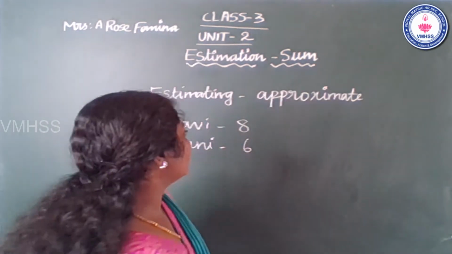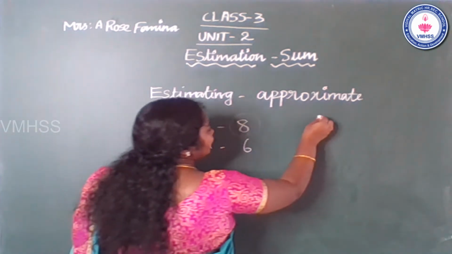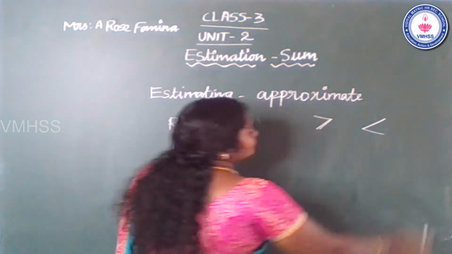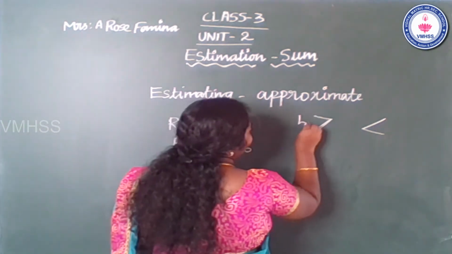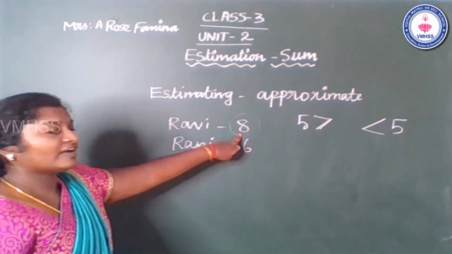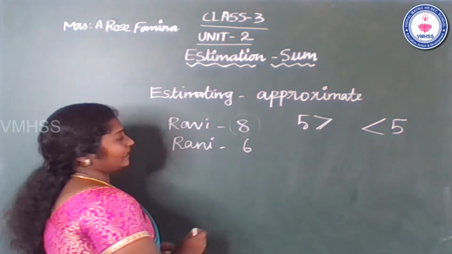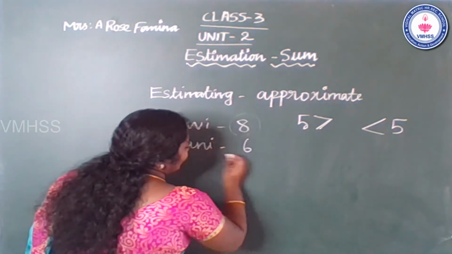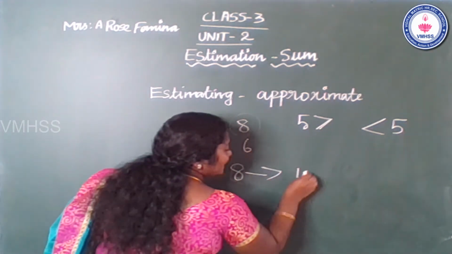So now we go to estimate values. Students, first you identify whether the value is greater than 5 or less than 5. Is this number greater than 5 or less than 5? Very good. 8 is greater than 5. So you write the rounded value as 10.